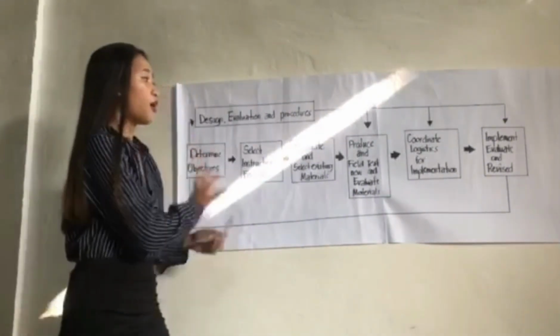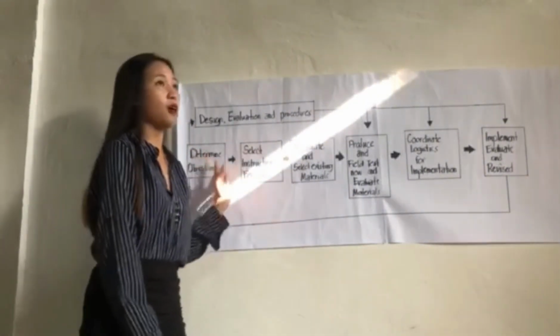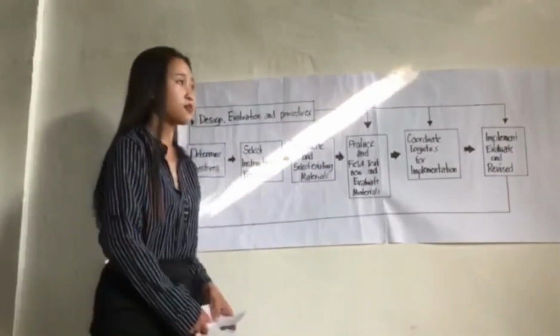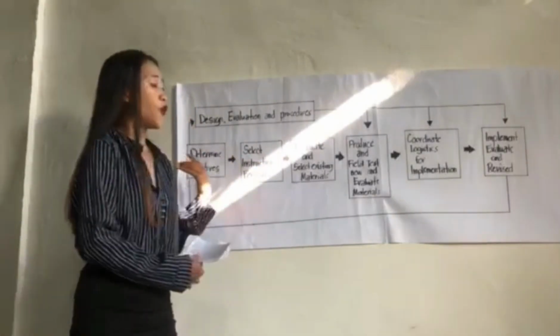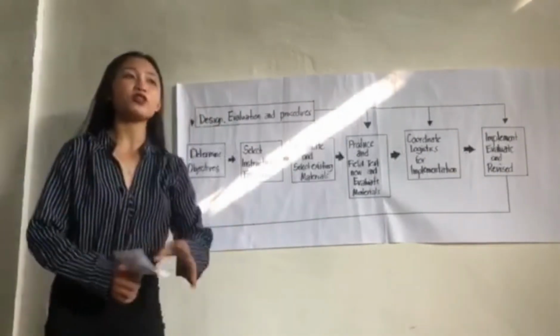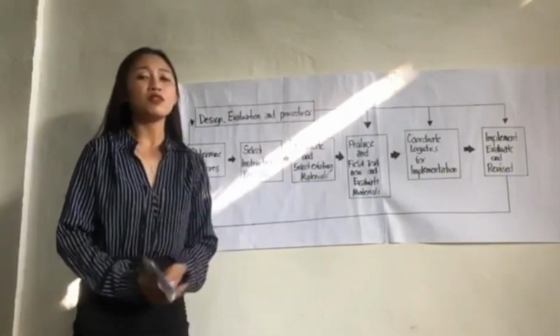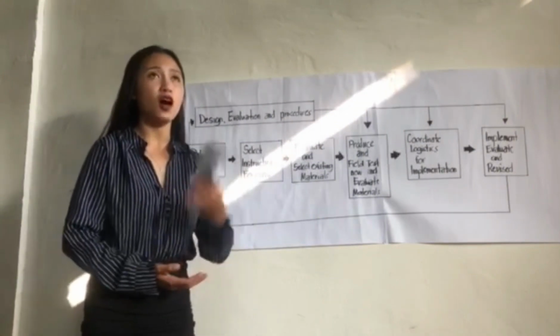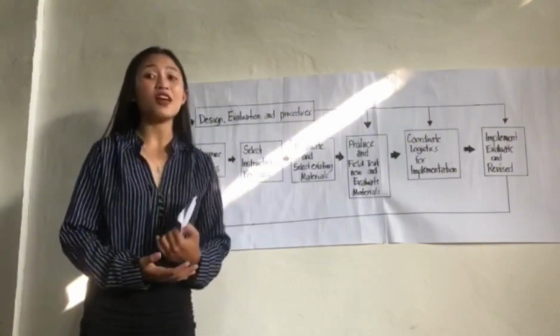So, this step-by-step process in the systematic design model is a repetitive process in design, evaluation, and procedures to really identify the gap in the implementation of the curriculum, and for us to know if that curriculum is really effective or not.